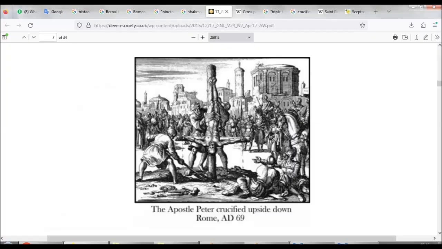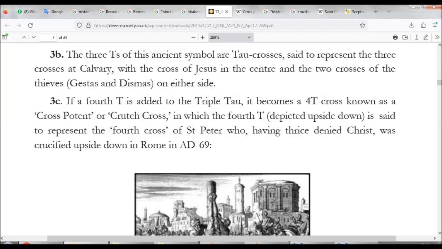So what happened to the Apostle Peter? Look at the picture carefully. Can you see his arms? Yeah. It's a cross. Yeah, so they show us these images, they tell us these stories, and they expect us to believe it. In fact, you could read this.